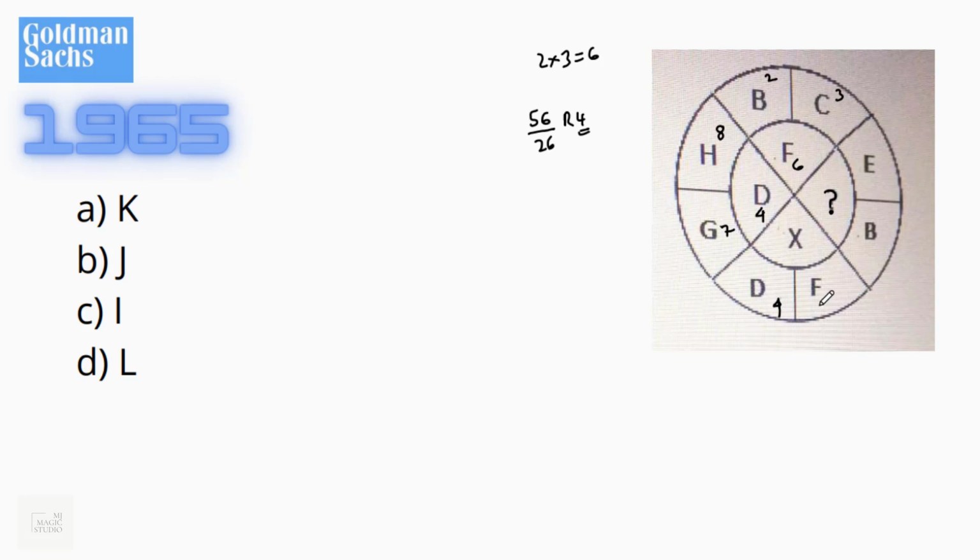Now D is 4, F is 6, and X is X, Y, Z, the 24th. Now it is clear, 4 into 6 is 24. Done, done, done. That means the same process should also follow here. And here what we have is E and B. E is the fifth alphabet, and B is the second one. Now 5 into 2 is 10. The 10th alphabet in the English language is J. So J should fit in here, and that is option B.